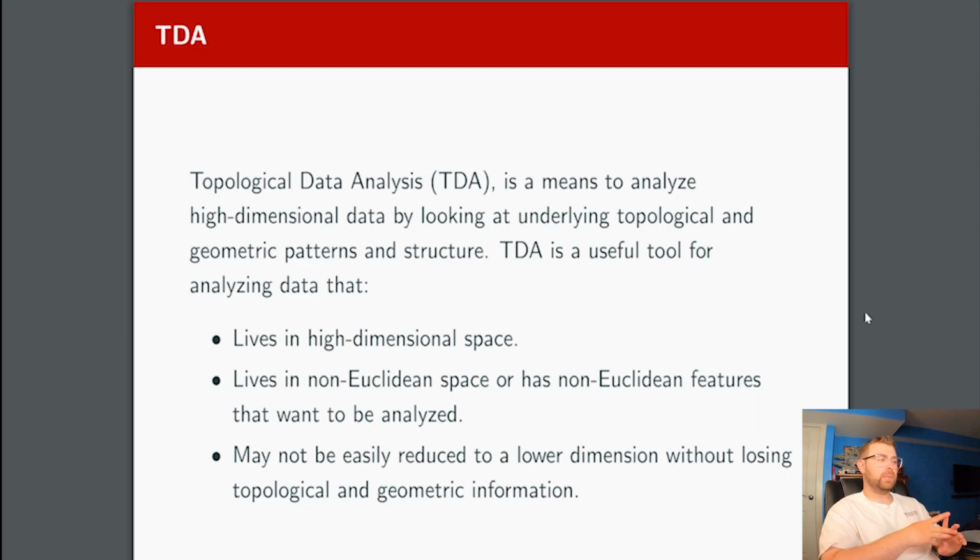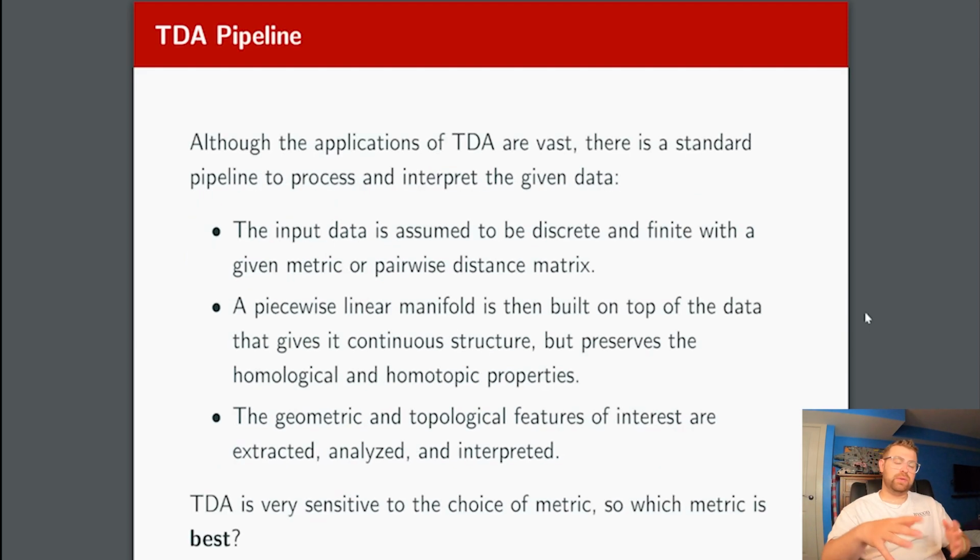There are a lot of great dimensional reduction methods like PCA and many others, but sometimes, depending on the method and the type of data, it's possible to destroy or lose geometric and topological information when we do that. So the question is, can we leave it in this high dimensional space and not lose any data, but still be able to analyze it effectively and efficiently, within reason. So there's a traditional pipeline for what TDA might look like.